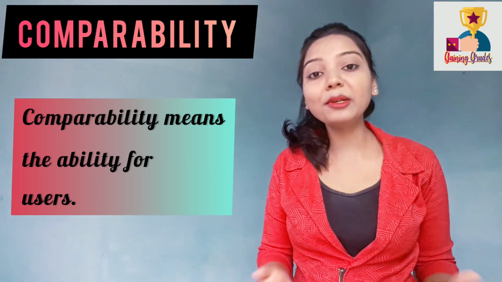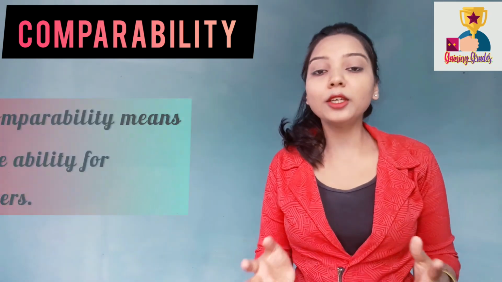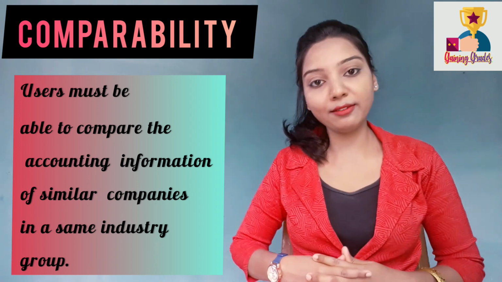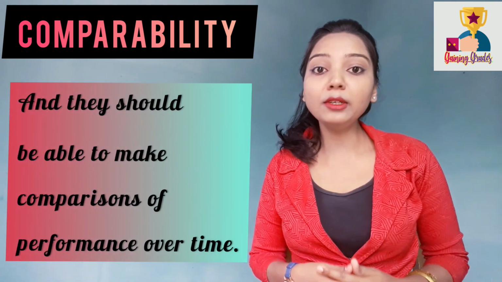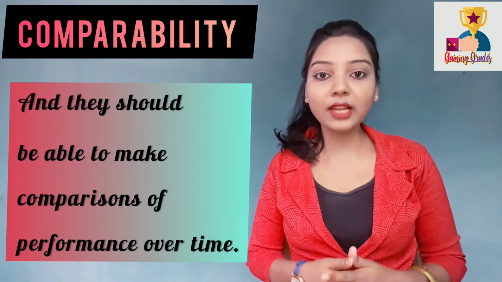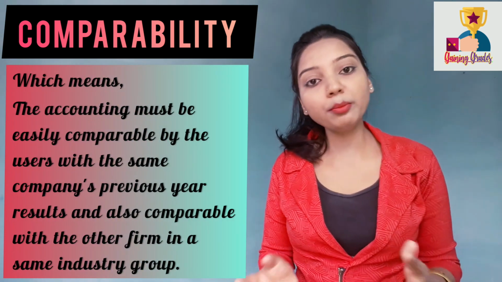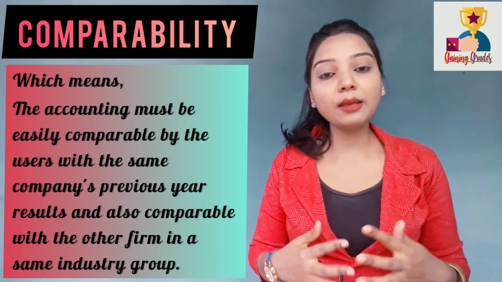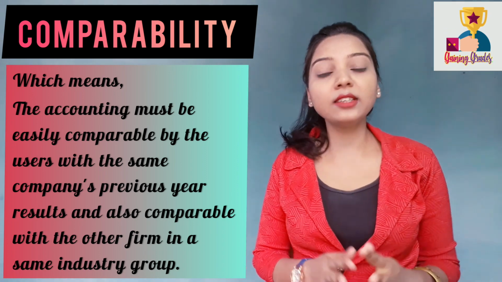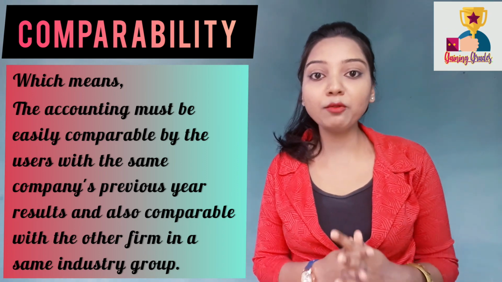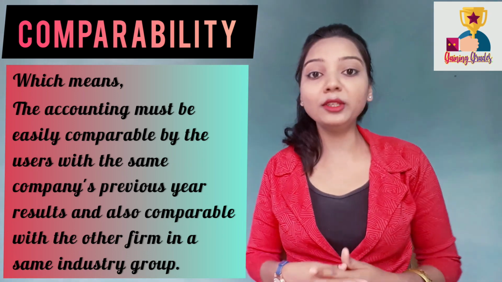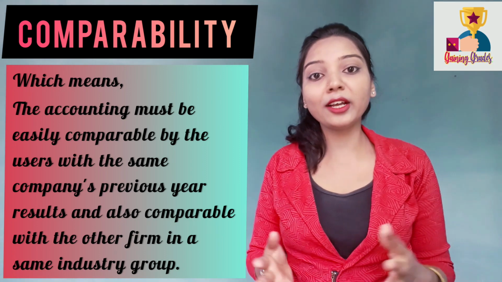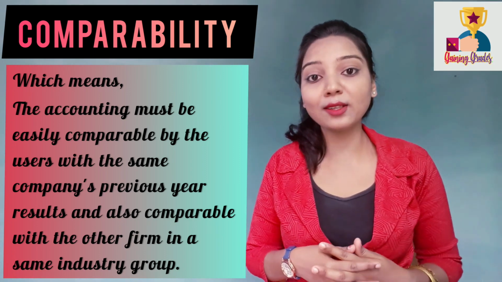So the last qualitative characteristic is comparability. Comparability means the ability for users to compare the accounting information of similar companies in the same industry group, and to make the comparison of performance over time. Which means the accounting information should be comparable by the users with the same company's previous year results, and it should also be comparable with other companies, but in the same industry group. So it should be easily comparable by the users. Then we can say that the accounting information has the qualitative characteristic of comparability.